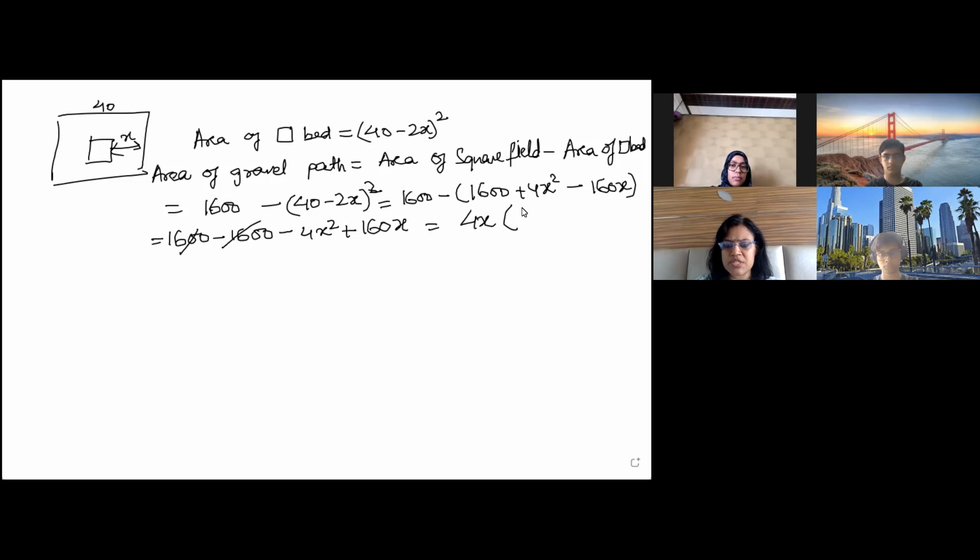4 4s are 16, 0, 40x minus x, यही हो जाएगा, बिकॉज माइनस साइन है बाहर में, so that's why I put it inside. So 40 minus x, whatever unit is meter square. So this is the area of gravel path, and area of square bed हो गया.